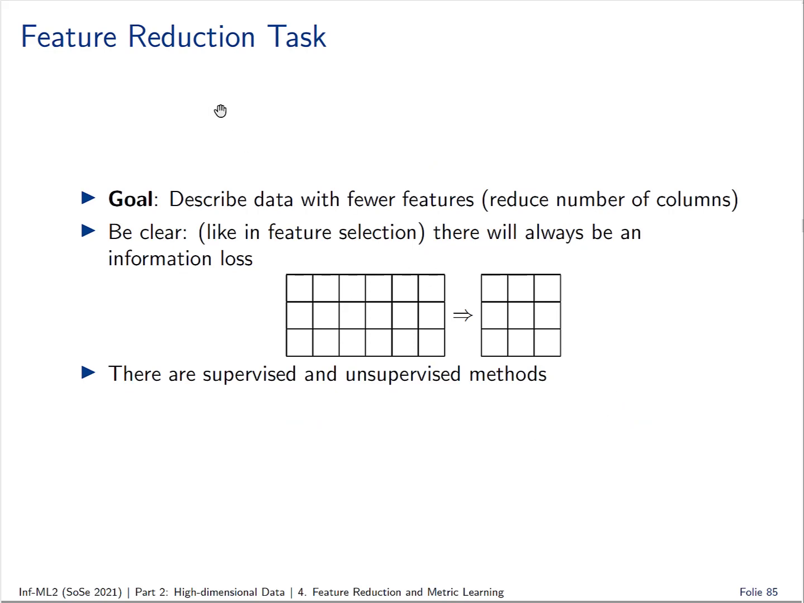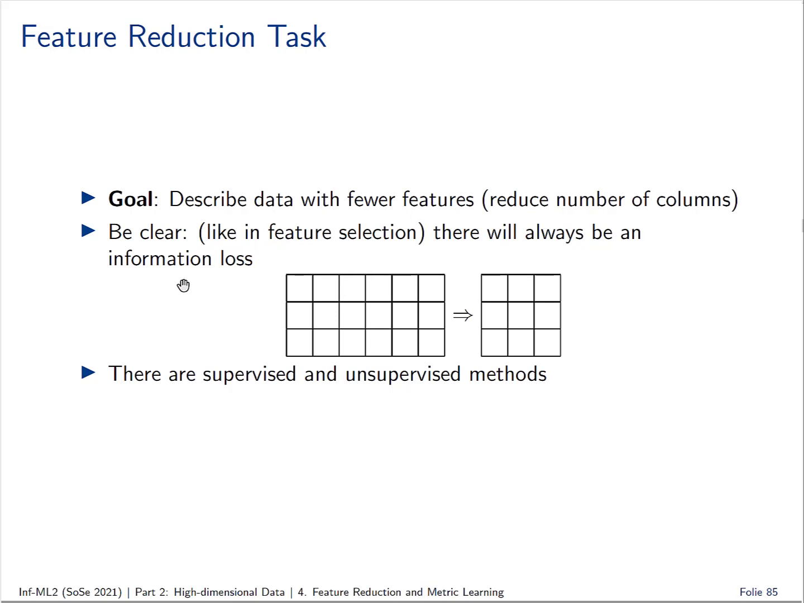So first of all, the task now is that we describe the data with fewer features. We reduce the number of columns and also come up with different columns, with probably summarizations or combinations of the original columns. And we have to be clear that, like in feature selection, of course, there will always be an information loss.